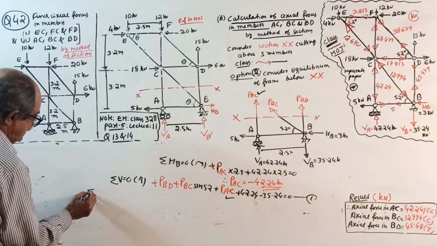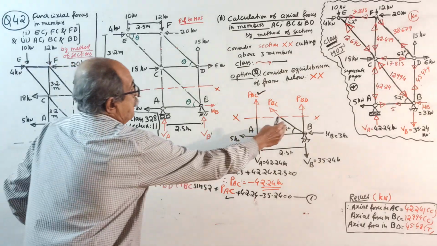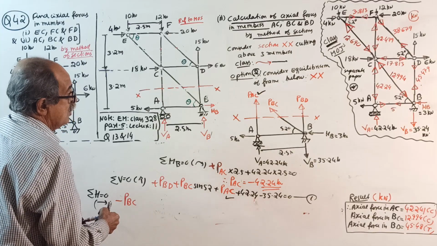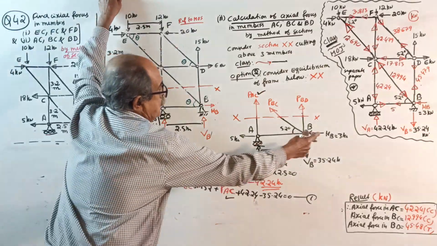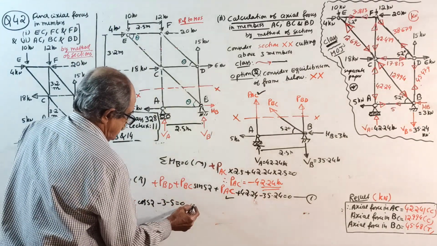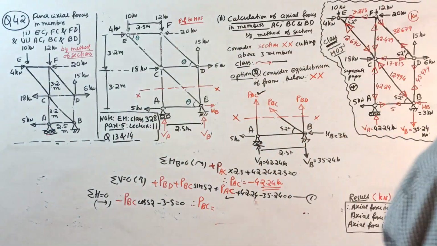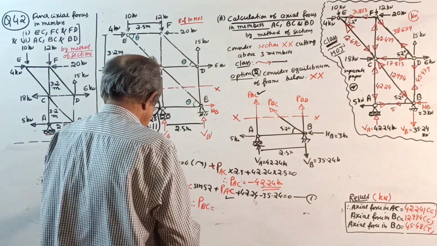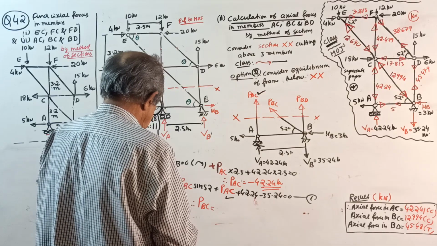Okay, lastly, sigma H equal to 0, take right side positive. Minus PBC cos 52, minus 3 minus 5, equal to 0. Therefore, you get the value of PBC. I will calculate. No cheating. What? I don't cheat anybody. Not that way. 8 divided by cos 52. Calculate is not on. 8 divided by cos 52.